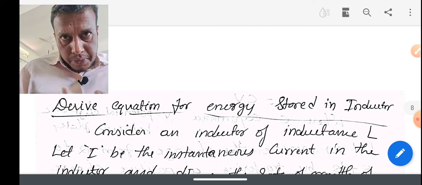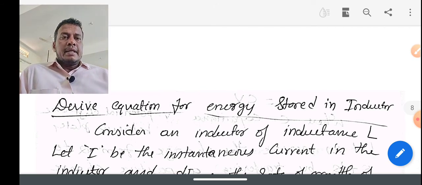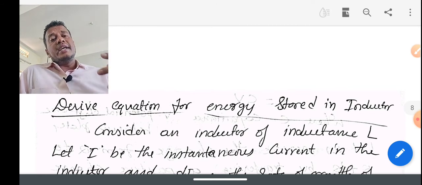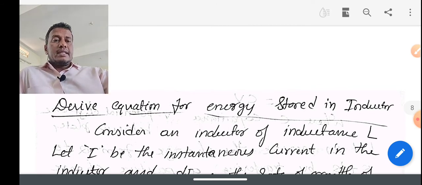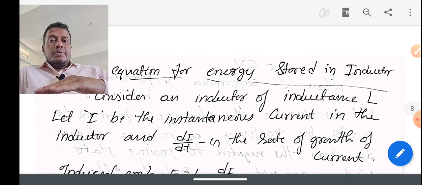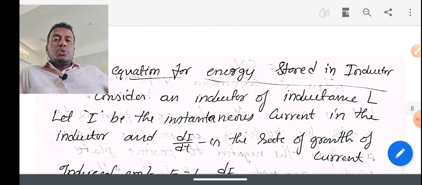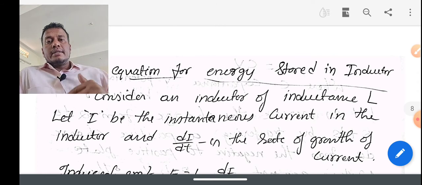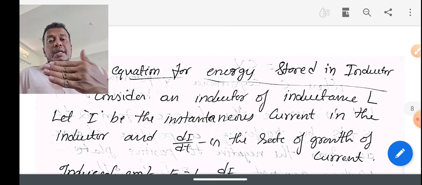How can we derive the equation for the energy stored in an inductor, which induces the EMF? Consider an inductor of inductance L, and let I be the current flowing through that inductor. di by dt is the rate of growth of current. The current goes on increasing as you supply the current.